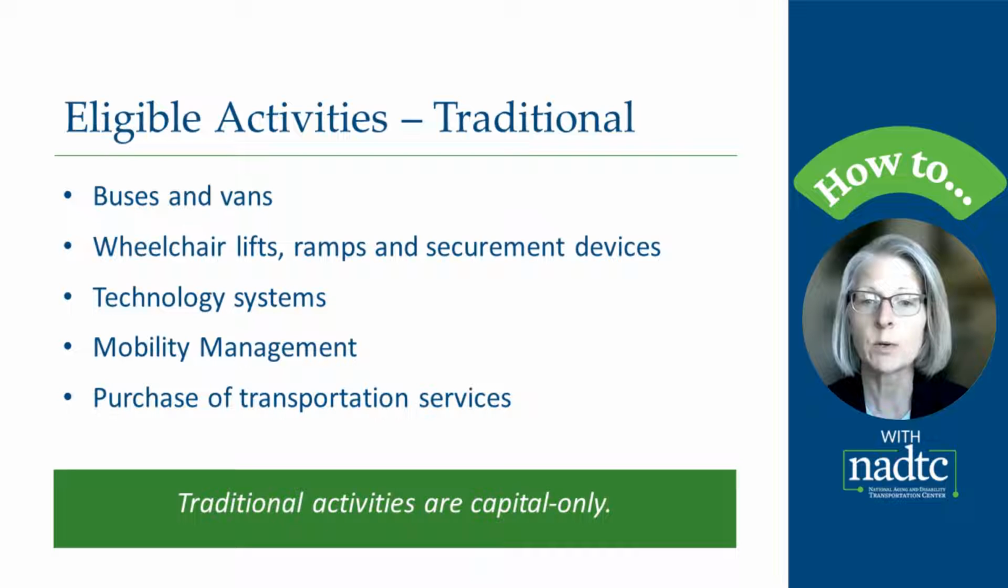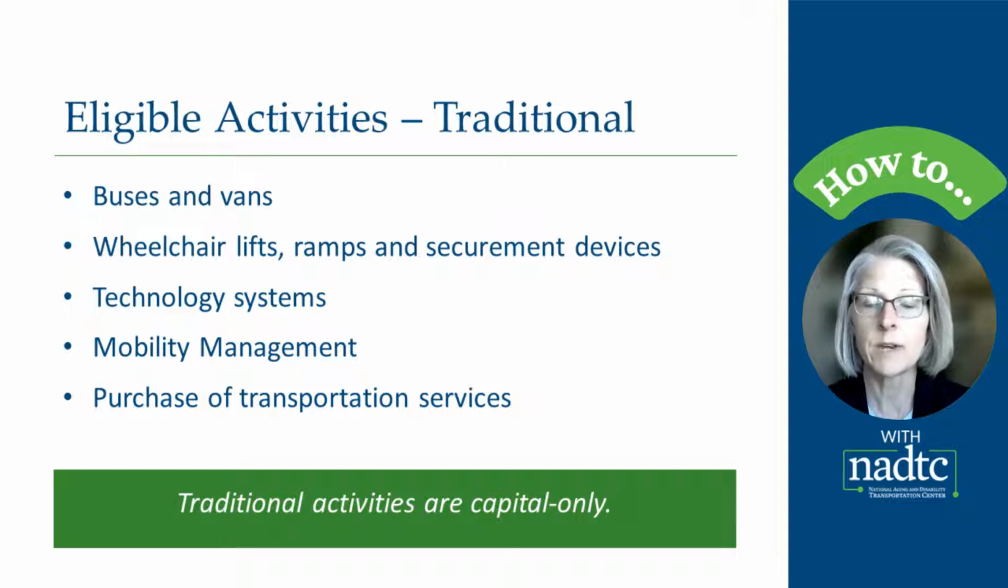Some examples of capital or traditional Section 5310 projects include buses and vans and maintenance, tires and facilities, wheelchair lifts, ramps and securement devices, transit-related information technology systems, including scheduling, routing, and one-call systems, mobility management programs, pedestrian and bicycle access to a public transportation facility, and acquisition of transportation services under a contract, lease, or other arrangement. Traditional activities are capital-only projects.